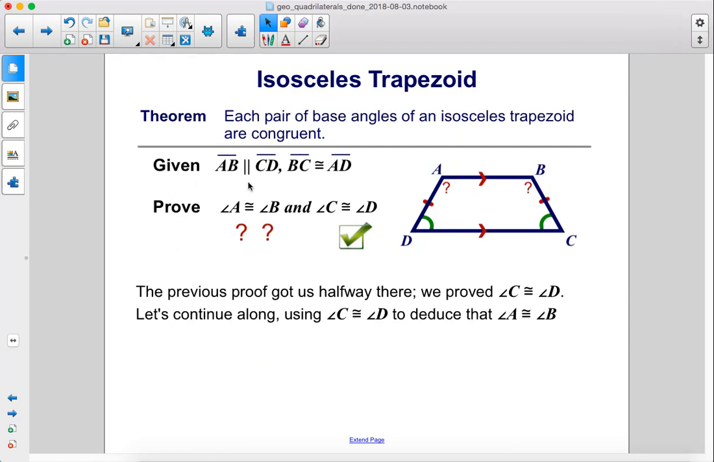All right, so given that AB is parallel to CD and BC is congruent to AD, prove that angle A is congruent to angle B and angle C is congruent to angle D. In the previous proof, that got us halfway there. We proved that angle C was congruent to angle D. Let's continue along using the fact that angle C is congruent to angle D to deduce that angle A is congruent to angle B.